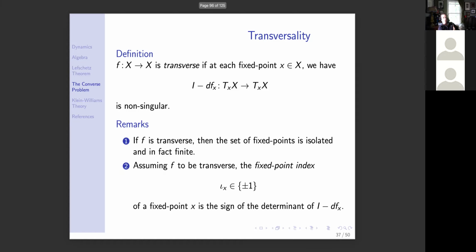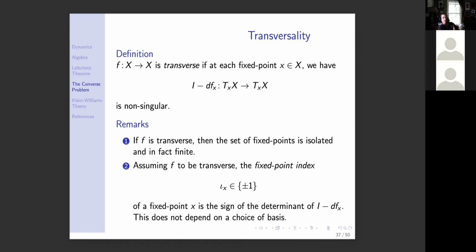Secondly, assuming f is transverse, then there's a number we can define. It's a sign. It lies in plus or minus 1. It's called the fixed point index of the fixed point, which is the sign of the determinant of the identity minus this differential, df sub x. And that sign of the determinant does not depend on a basis at all, because the sign of a determinant of a linear transformation from a finite dimensional vector space to itself does not depend upon the choice of basis at all.